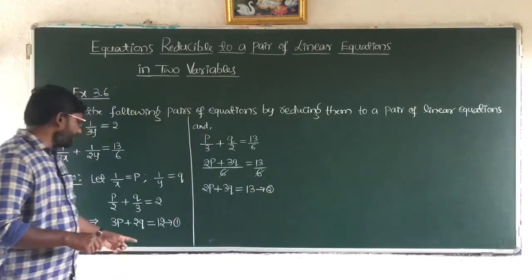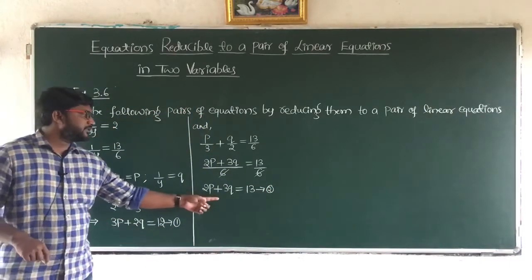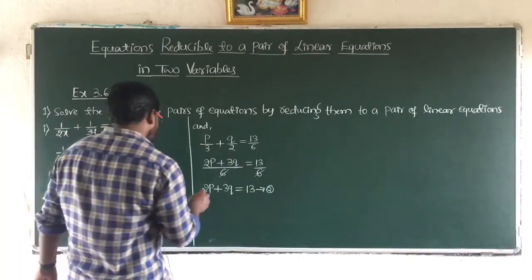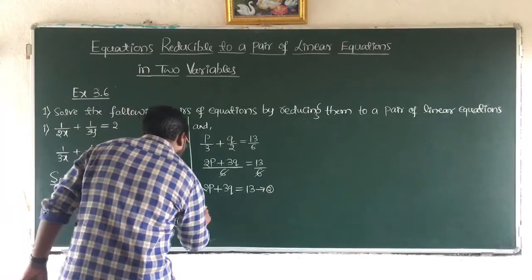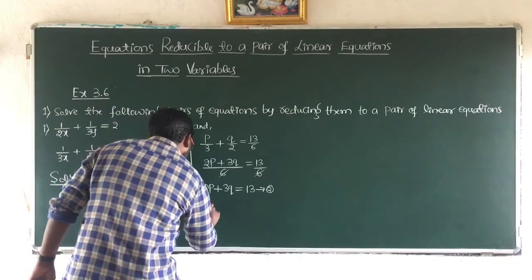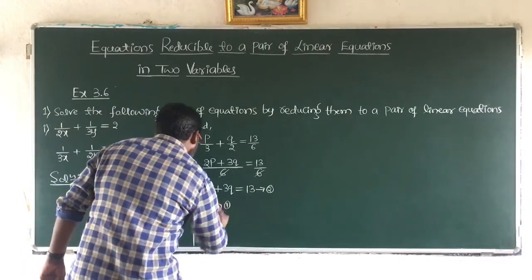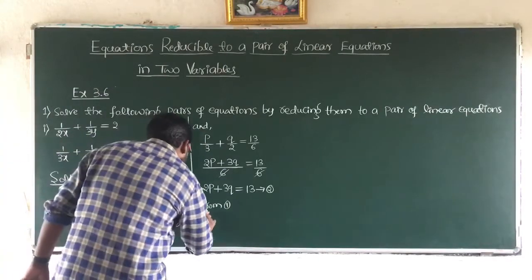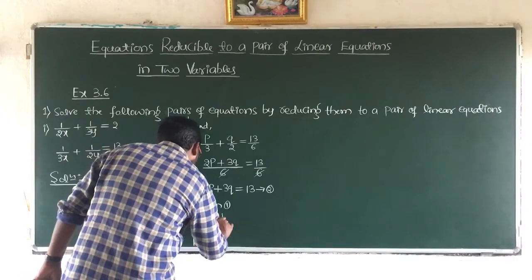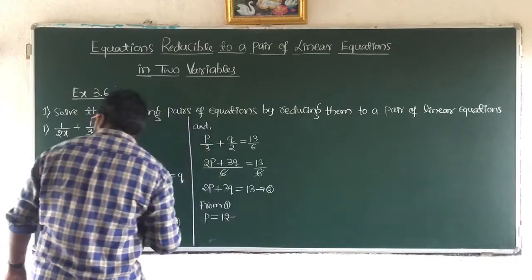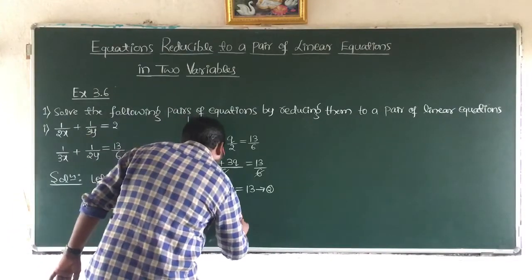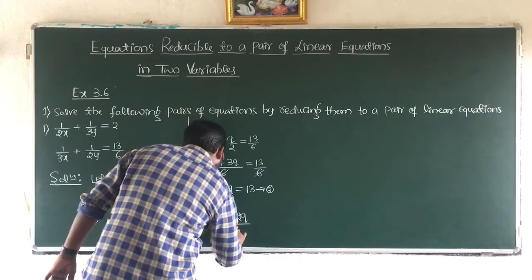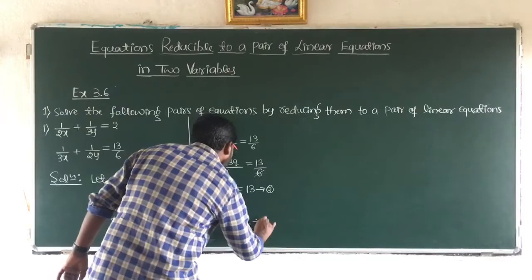Now we have to solve equation 1 and equation 2 in order to get the values of p and q. From equation 1, let us separate p, which equals (12 minus 2q) divided by 3. Call this equation number 3.